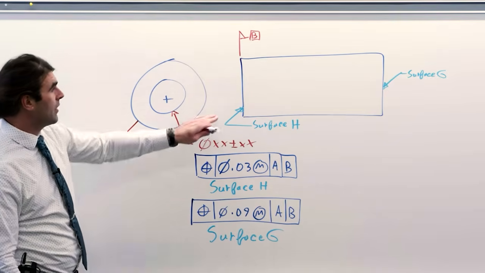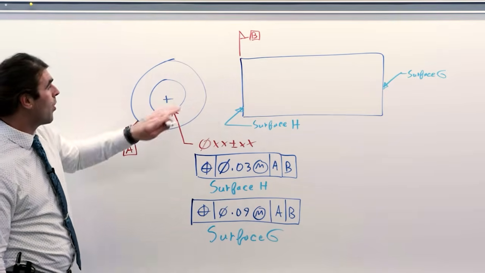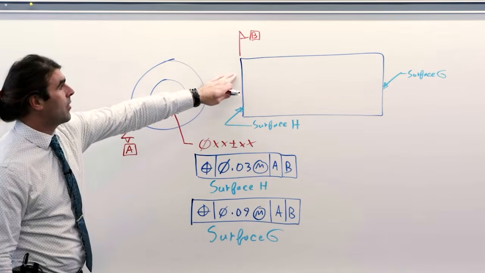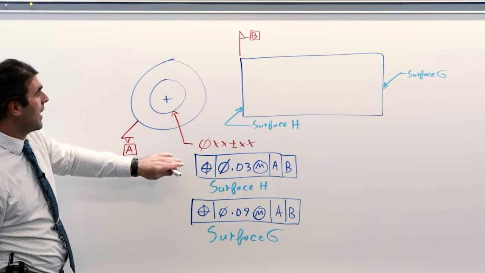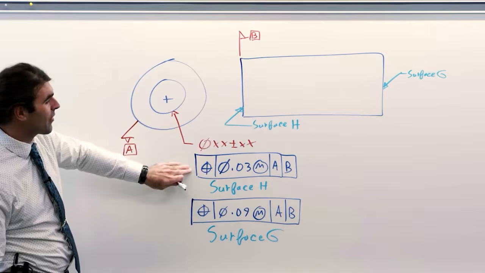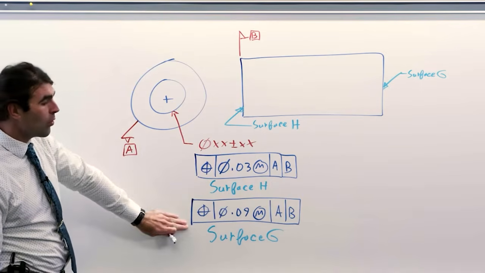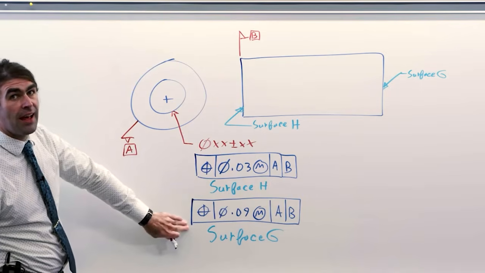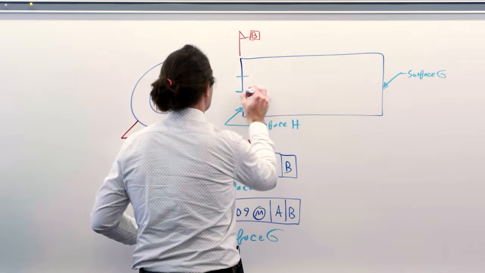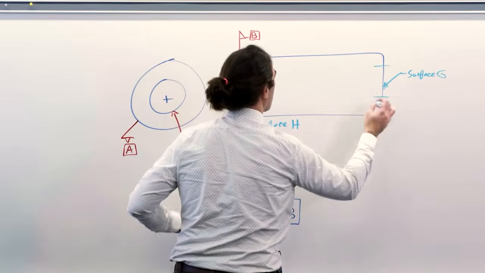So what we've got here is a long tube with a hole in it. We've got datum A is the outside diameter, datum B is right here, and what we're saying is whatever the position at surface H is, it's going to be 30 thousandths, and it grows to 90 thousandths at surface G. So if we drew that here, we'd start with 30 thousandths.